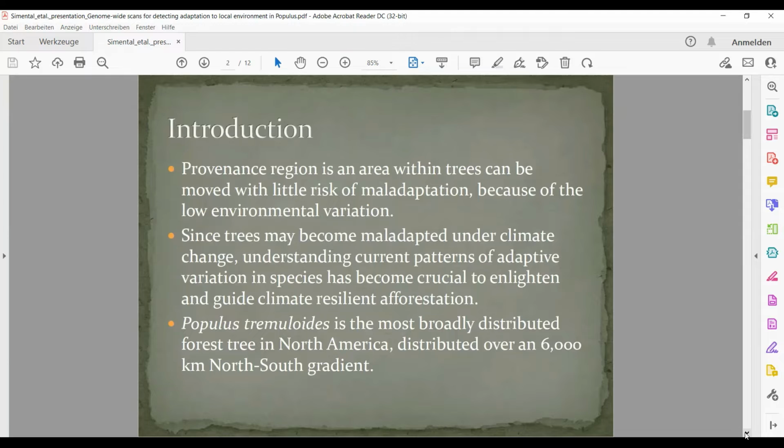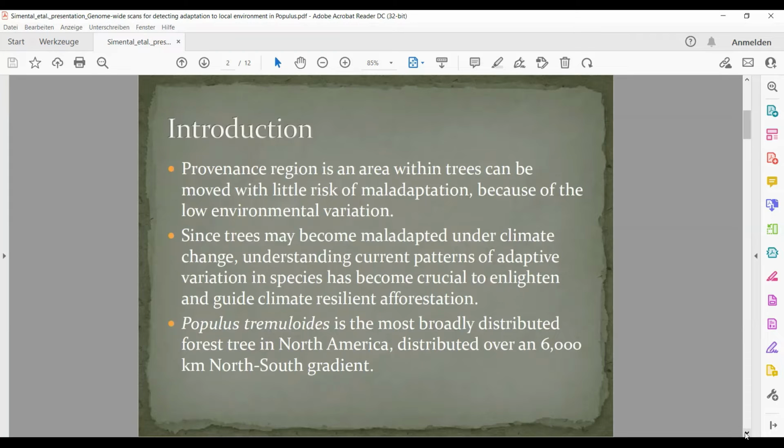A little introduction. Forest regions are areas where trees can be moved with little risk of maladaptation because of the low environmental variation. Since trees may become maladapted under climate change, understanding current patterns of adaptive variation in species has become crucial to enlighten and guide climate-resilient forestation.